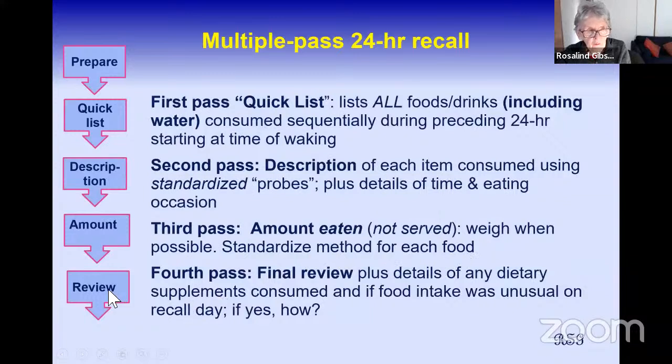The final 4th pass is the review, when we ask for details of any dietary supplements that have been consumed over the past 30 days using our questionnaire, and also if the food intake was unusual on the recall day. Perhaps your respondent was sick, or perhaps it was a feast day or a fasting day. You need to know these details.